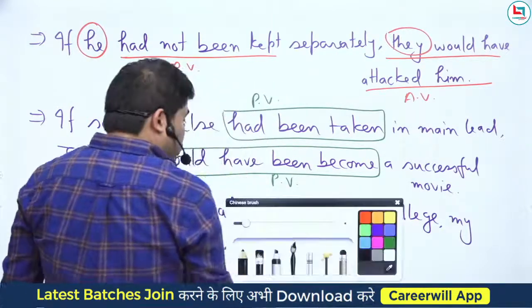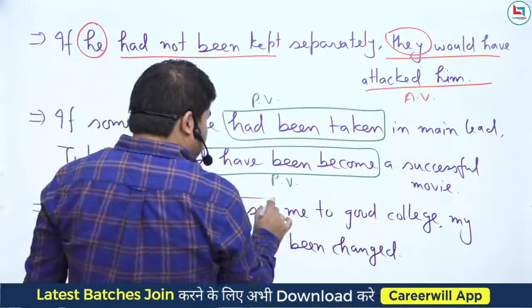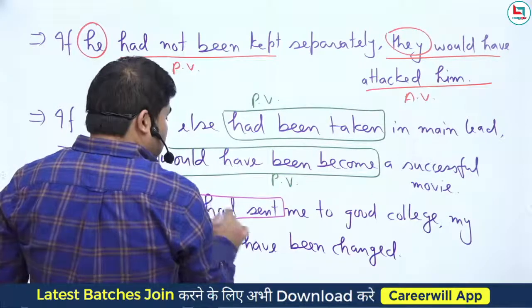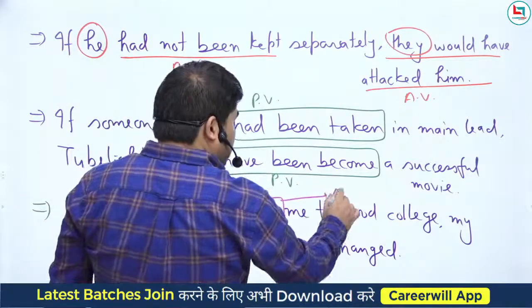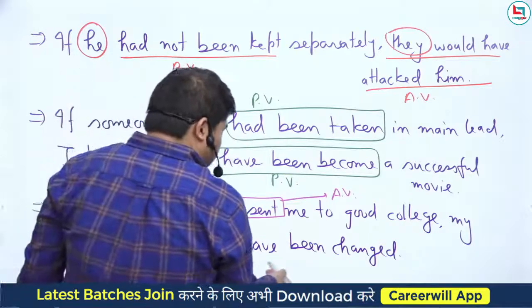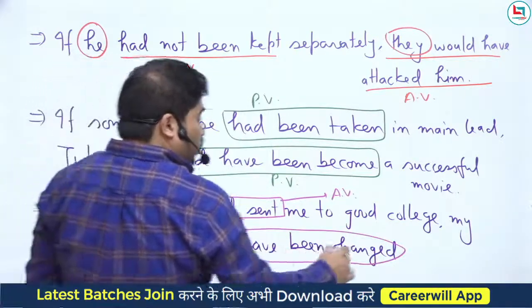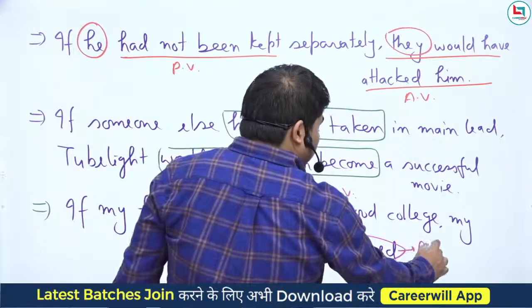My fate would have been changed. Now what you see, if my father had sent me, right? So this is in what? Active voice, right? My fate would have been changed. Again would have plus V3 नहीं आया, बीच में ये been भी आ गया. Means what? This is in passive voice.